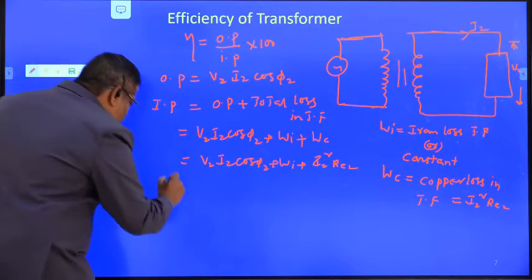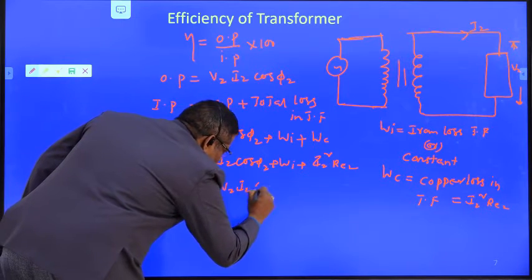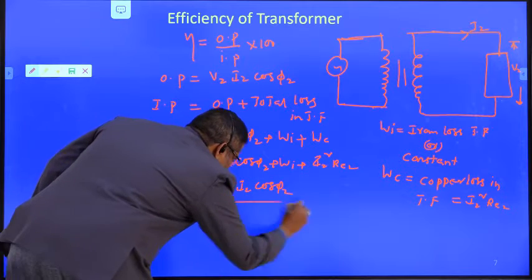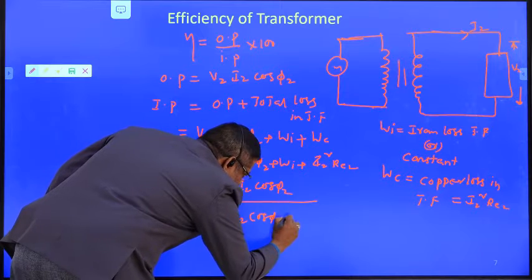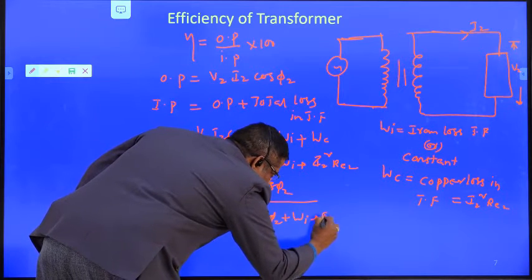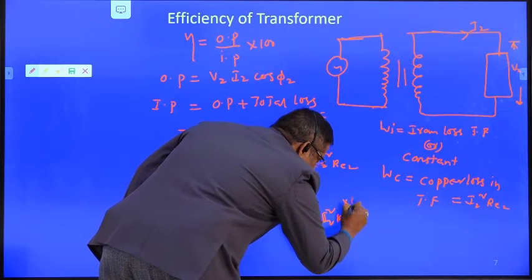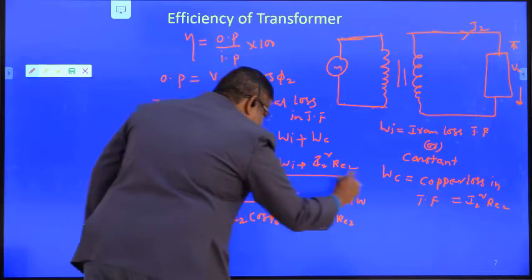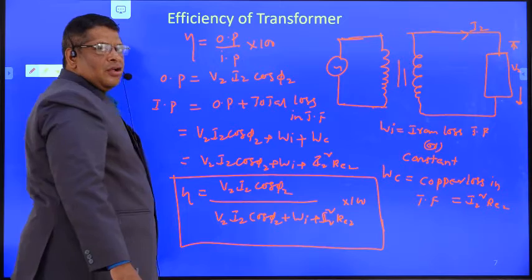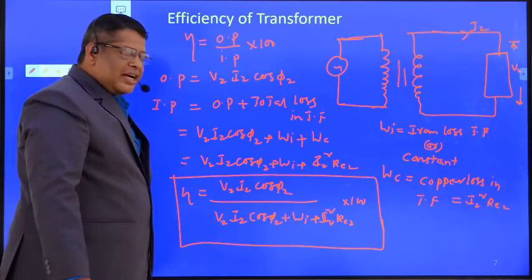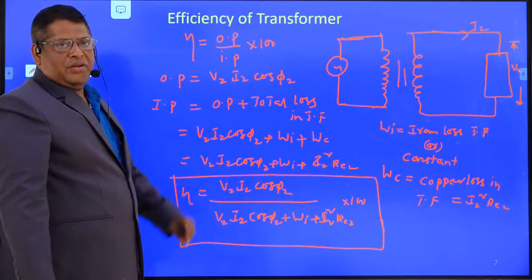Now the efficiency of a transformer, eta, equals output power, V2 I2 cos phi 2, divided by V2 I2 cos phi 2 plus constant losses plus copper loss I2 square Re2, into 100. This is the expression for the efficiency of a transformer if we know the secondary voltage, secondary current, power factor, and copper losses as well as the iron losses in a transformer.